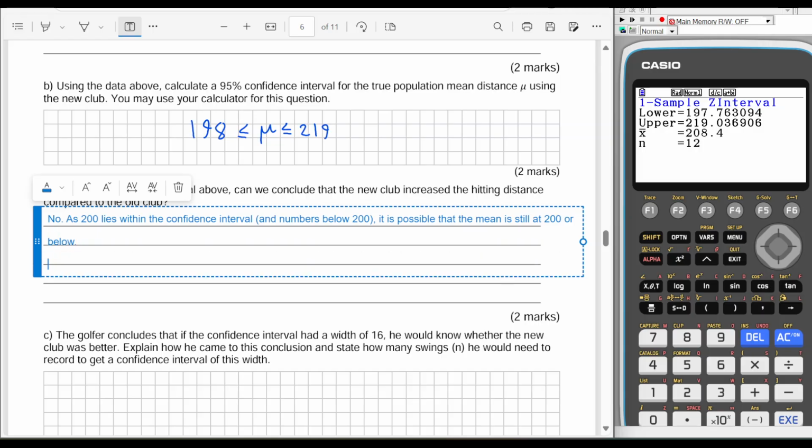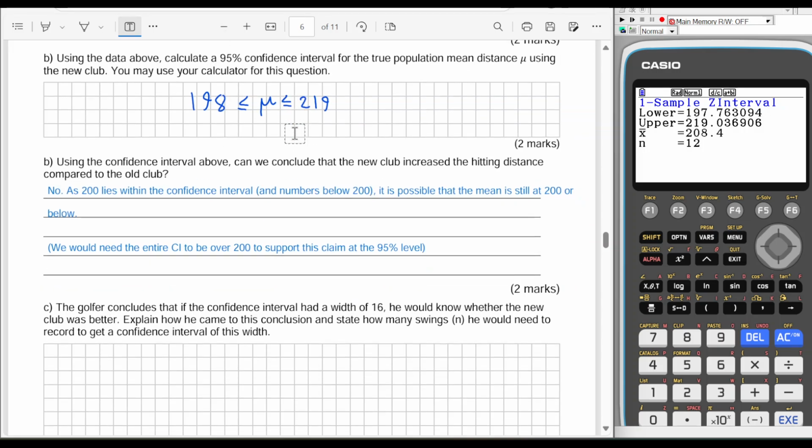That is done for your answer, but we would need the entire confidence interval to be over 200 to support this claim at the 95% level. So yeah, if the lower bound was like 203, then your answer to this question would be yes.